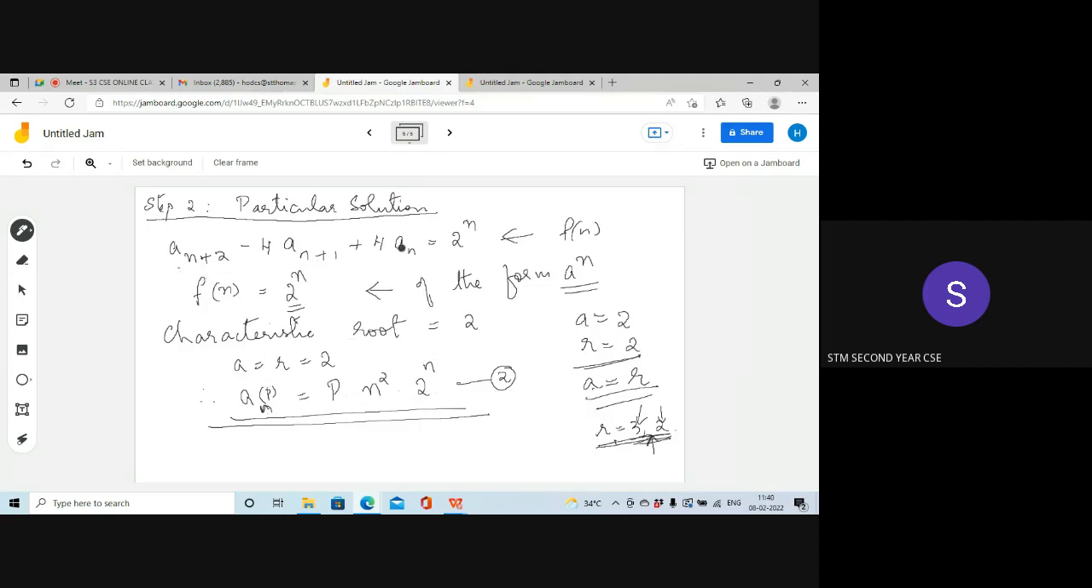So you will get all these three terms. We have already got a n. Then put n equal to n plus 1 in this equation, you will get this term. Then put n equal to n plus 2, you will get the third term. Find the values of a n plus 1 and a n plus 2 by substituting n plus 1 and n plus 2 in this particular solution, substitute them here, solve the left hand side, and then equate the coefficient of 2 raised to n on LHS and RHS.